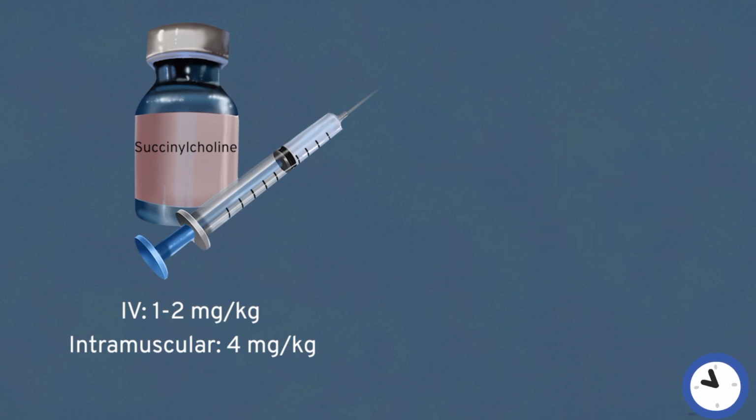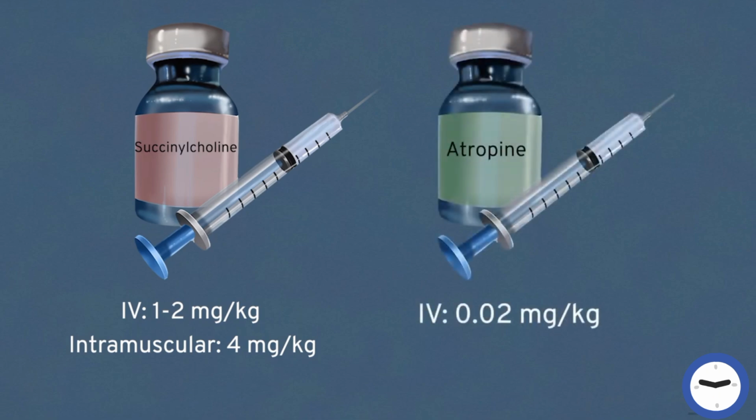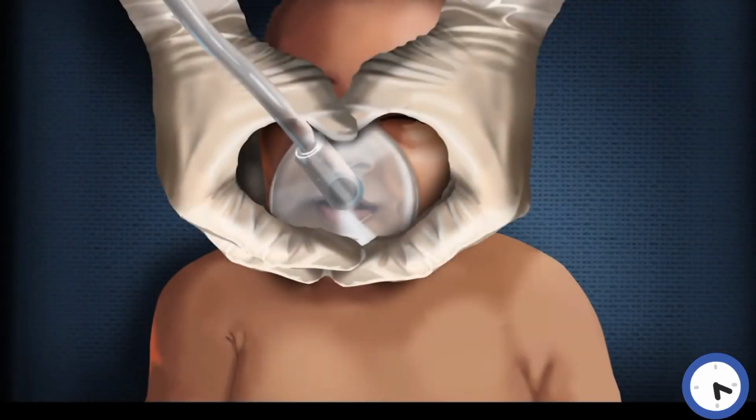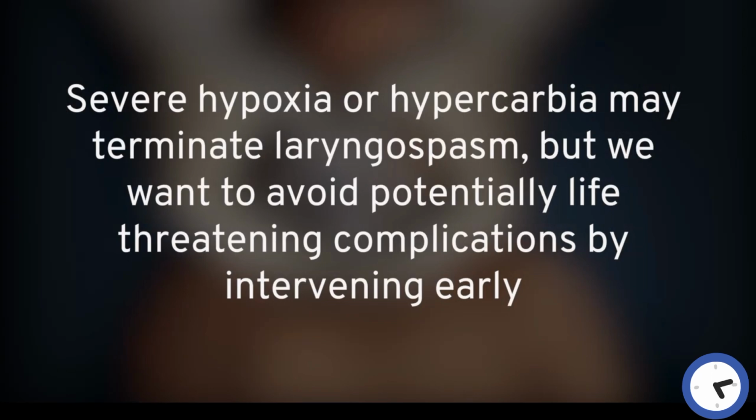Succinylcholine may cause bradycardia and require treatment with atropine, 0.02 milligrams per kilogram for intravenous and intramuscular dosing. After giving propofol or succinylcholine, you will need to manage the airway by providing mask ventilation, as the patient will be apneic and probably already desaturated. Reintubation may be necessary if the patient is hypoxic. Note that severe hypoxia or hypercarbia may terminate laryngospasm, but we want to avoid potentially life-threatening complications by intervening early.